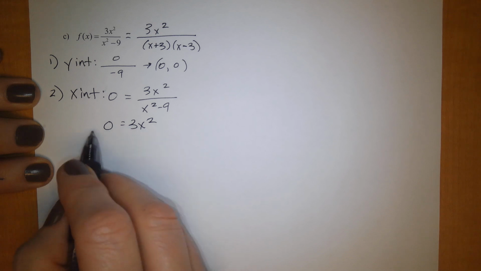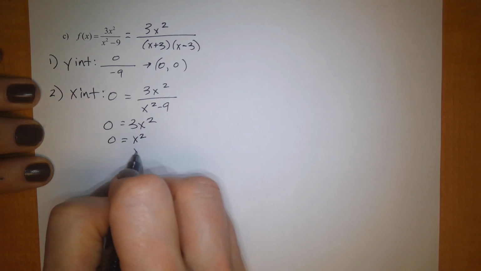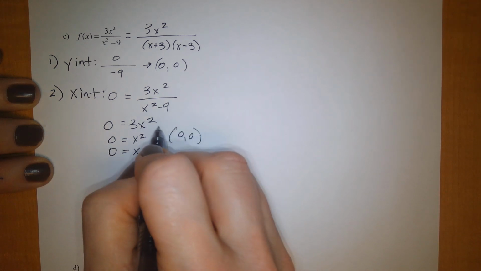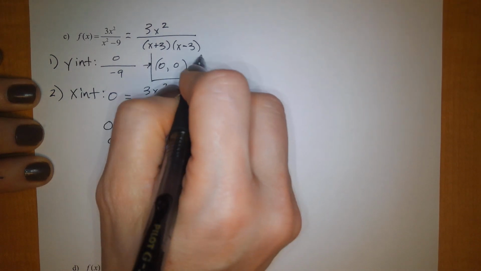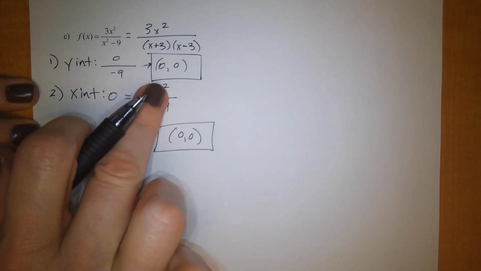And you can see if you divide by 3, you have x squared is 0. So clearly x is 0, which again means the origin is the x-intercept. Well, we kind of already knew that since it was also the y-intercept, since they share the same point.